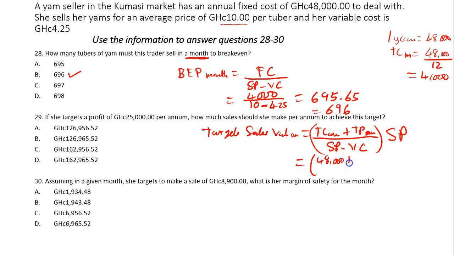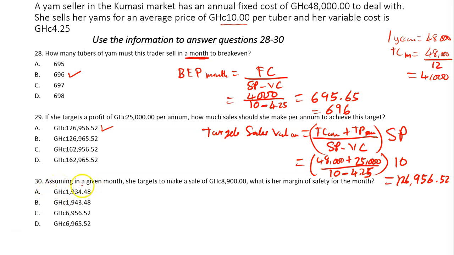48,000 plus the target profit is 25,000 divided by the selling price is 10. Variable cost is 4.25 in the question. And the selling price is what? 10. So when you put this on your calculator, you get 126,956.52. So the correct answer for this is A. So let's proceed to the last question.